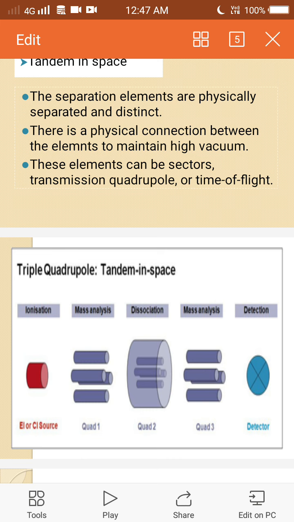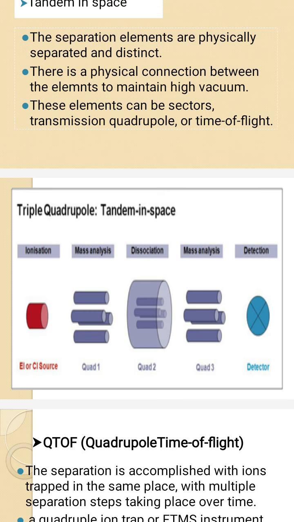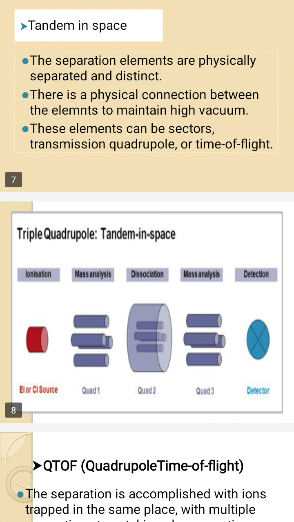As you can see in the figure, there are three quadrupoles, quad 1, quad 2 and quad 3. They are aligned in a row. Precursor ions are selected in quad 1 and sent to quad 2 for dissociation, and the generated product ions are sent to quad 3 for mass scanning.